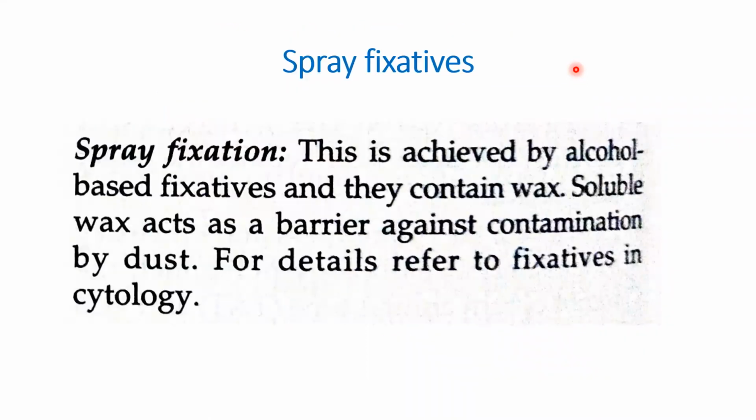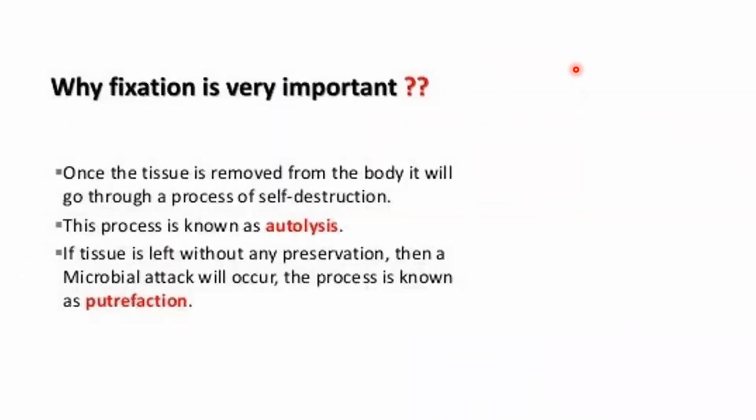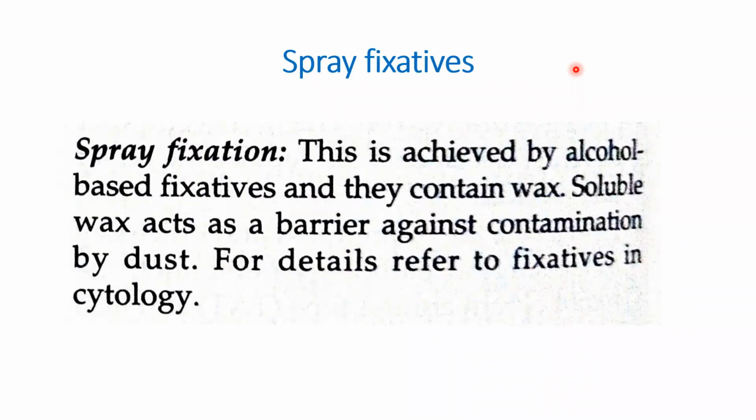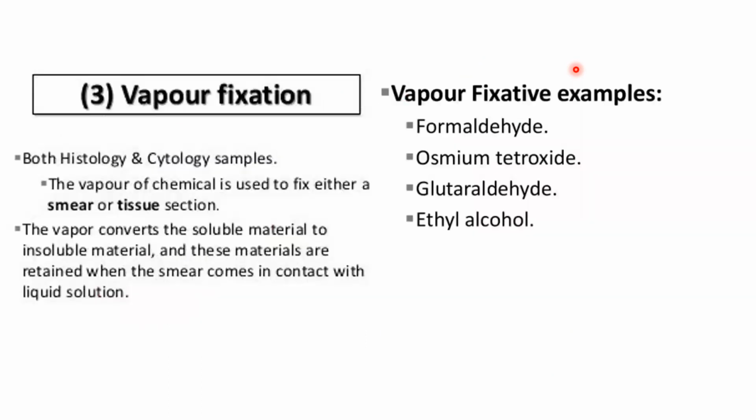According to your syllabus, they have given two types of fixation: spray fixation and vapor fixation, and they discuss freeze drying. Vapor fixation means we subject the tissue to the vapors of formaldehyde. Upon subjecting the tissue to the vapors of formaldehyde, we are able to preserve, that is, fix, the tissue. Such a method of fixation is called vapor fixation.